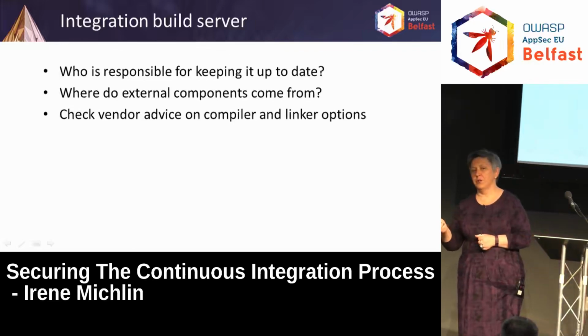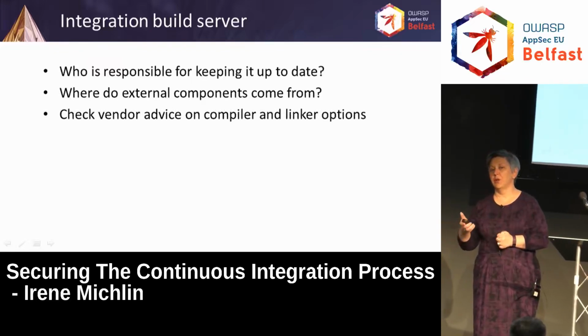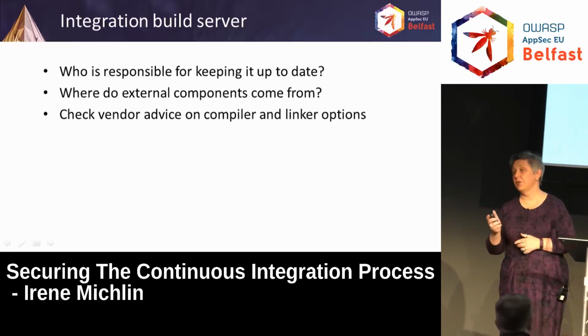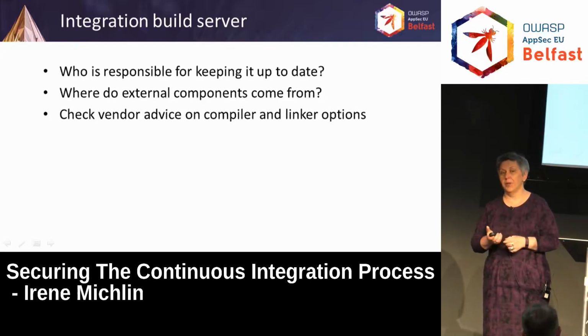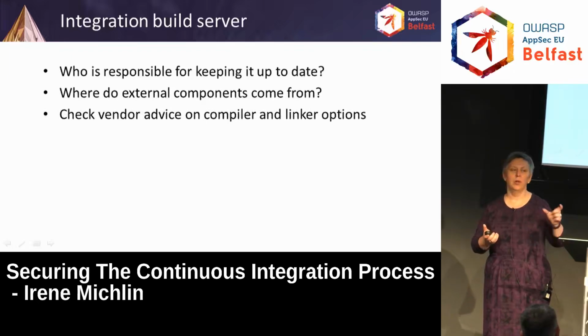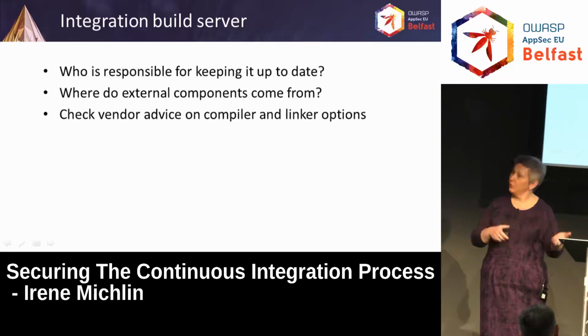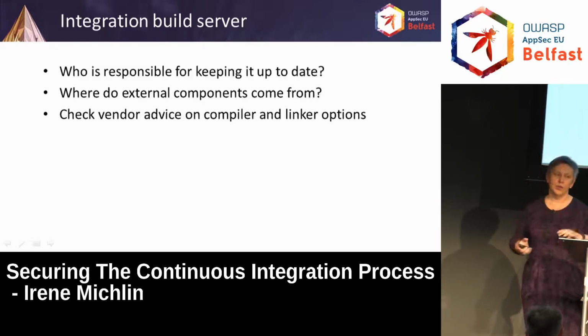What actually runs on this build server, with what options do we run our compiler and linker? Check vendor advice for security and pick the most secure options that are recommended. And make it standard. If possible, make sure that developers, when they run their local builds, use the same options. It stops you chasing forever, "It was different on my machine." So standardize the most secure options and make sure they apply everywhere.